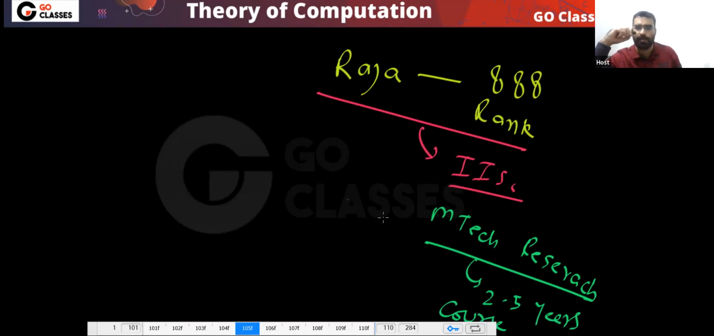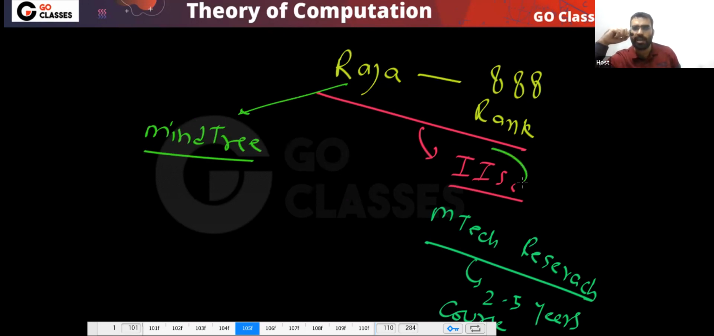The placement of this course is the same as the placement of the MTech course. Right now Raja is in Mindtree, this company. Have you heard about this company? He's my friend, a real person. He got ISC with this rank, and the placement of MTech and MTech research is exactly the same, so you don't have to worry about it.